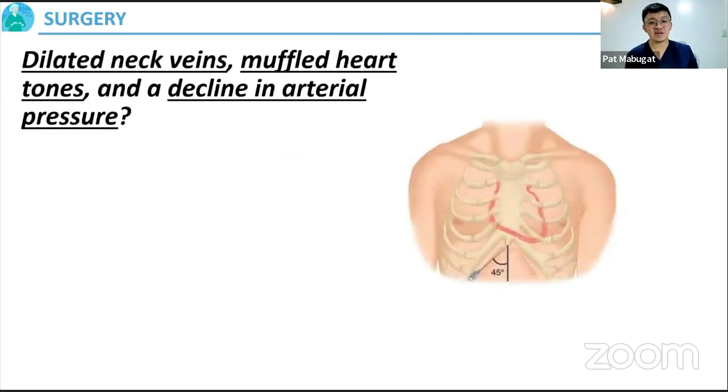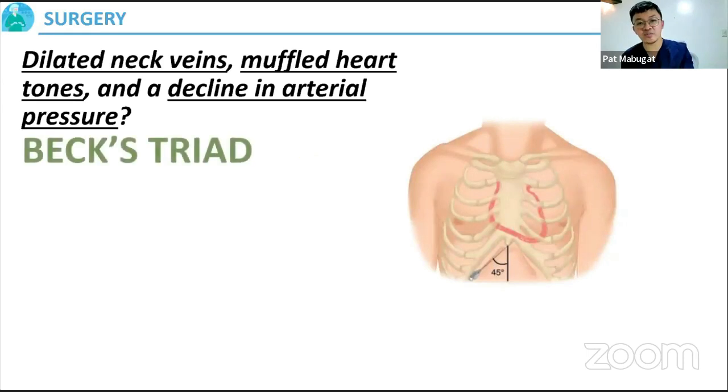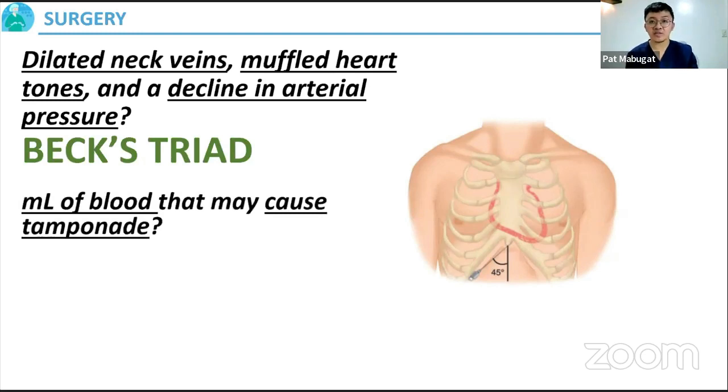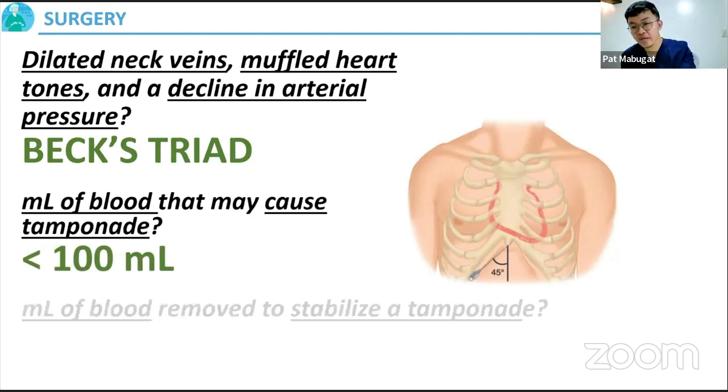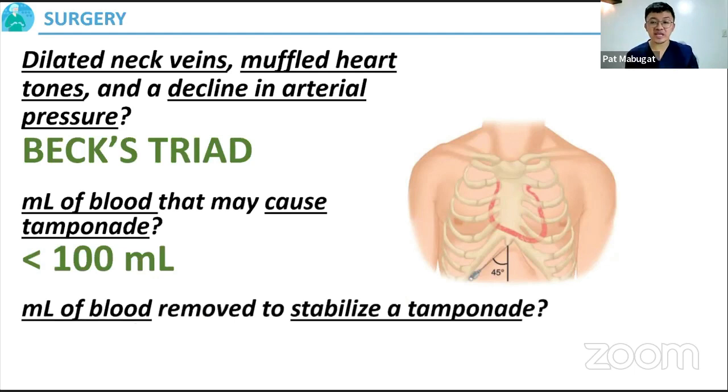Next, dilated neck veins, muffled heart sounds, and declining arterial pressure. This is what you call your Beck's triad. Beck's triad is a somewhat sensitive indicator of a patient who's undergoing pericardial tamponade, right? What's the amount of blood that may cause a tamponade? It's usually less than 100 ml, okay, or 100 ml is needed to tamponade the heart, right? The amount of blood that you need to remove to stabilize the tamponade is 15 to 20 ml. So in a patient who you're thinking of tamponade, you don't necessarily need to bring him to the OR to stabilize the patient.